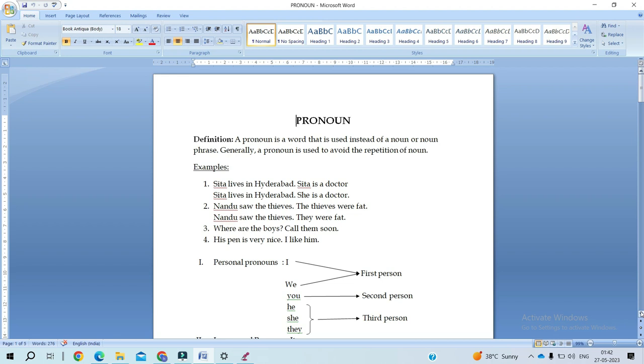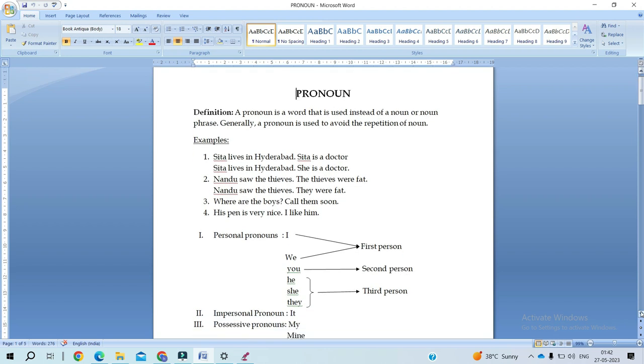First, personal pronoun. Personal pronouns are I, we, you, he, she, they. These all come under personal pronouns. I and we are the first persons. I is singular. You comes under singular as well as plural. You is the second person. He, she, they are the third persons.